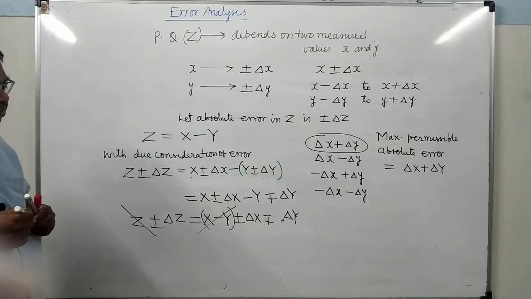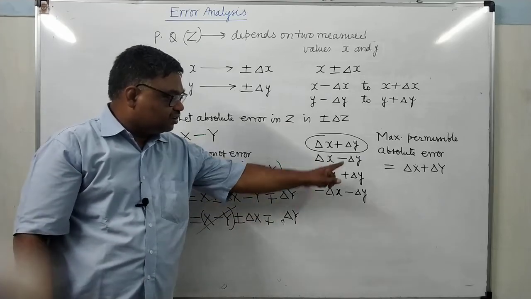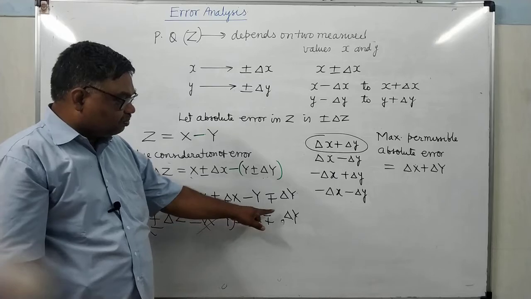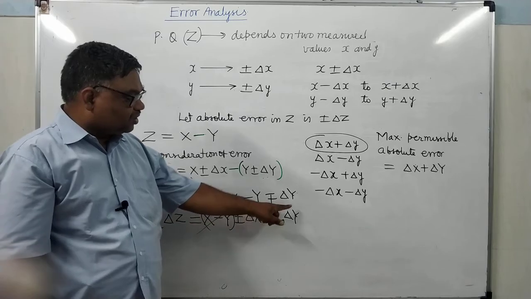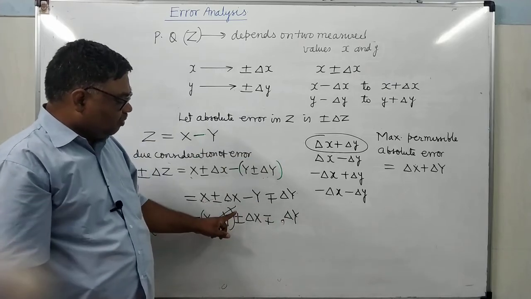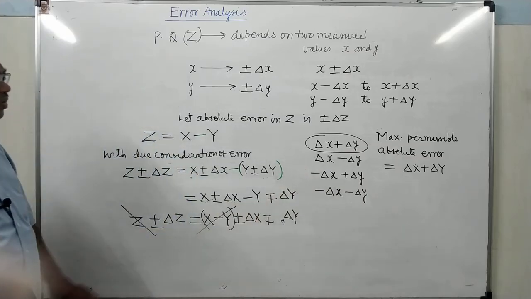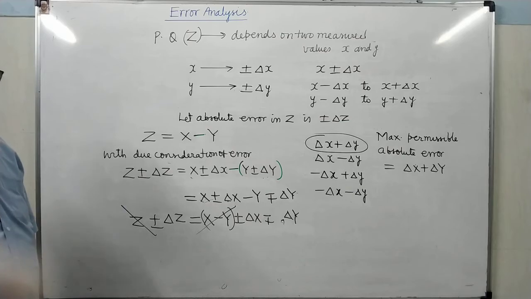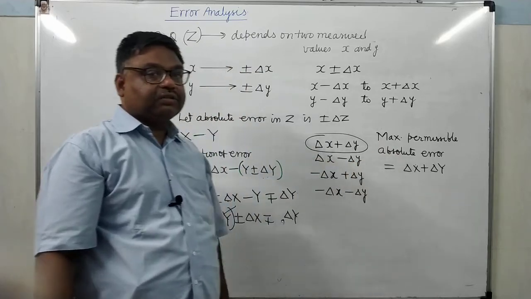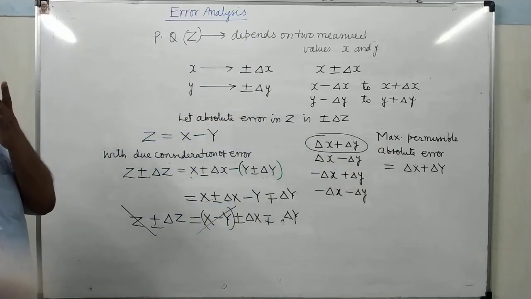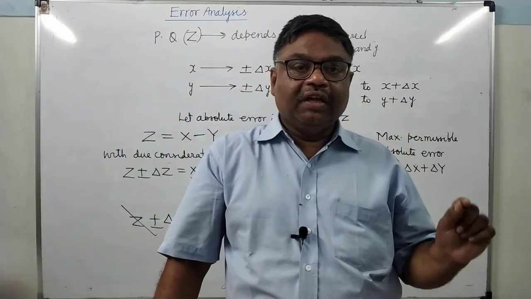So what will be the possible values of absolute error? Plus delta x minus delta y, then minus delta x minus delta y, then plus delta x plus delta y, and then plus delta x minus delta y. So in this way you will get these errors. But we are interested in calculating the maximum permissible absolute error. So that will be delta x plus delta y. It is clear?